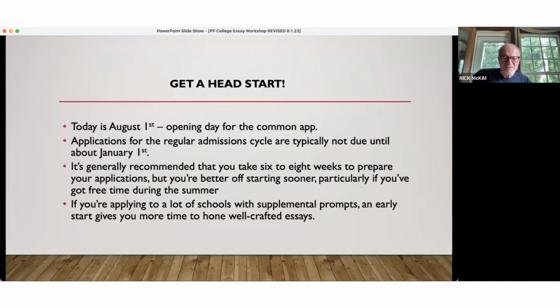Today's August 1st, opening day for the Common App. Why not get started? Start writing that thesis, a freewheeling first draft, and try writing about yourself. If you've never done it before, it'll take some practice, some getting used to. So use your freewheeling first draft for that as well, and then start cutting and recutting and re-editing.